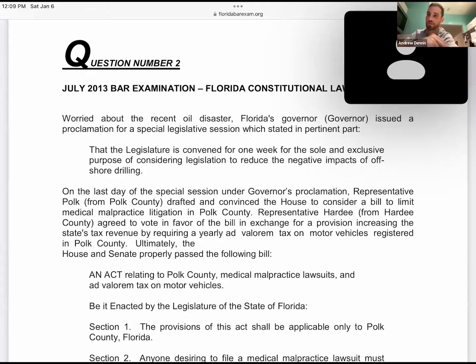But now I have another problem with this, man. Is a tax on motor vehicles even ad valorem taxes? That's questionable to me. I don't think it is. I think ad valorem are property taxes, like on your houses. I think that's a personal tax.